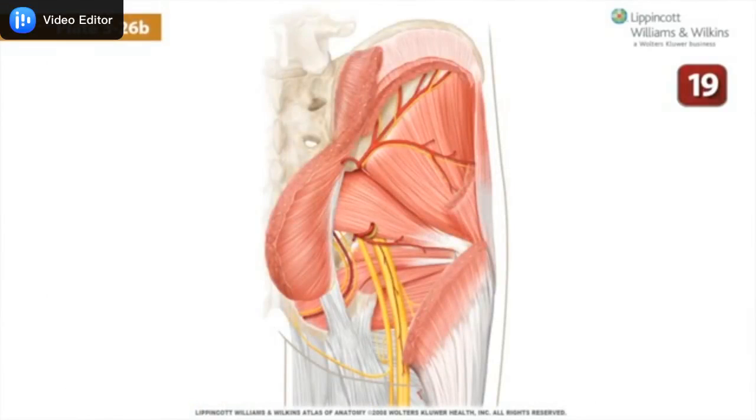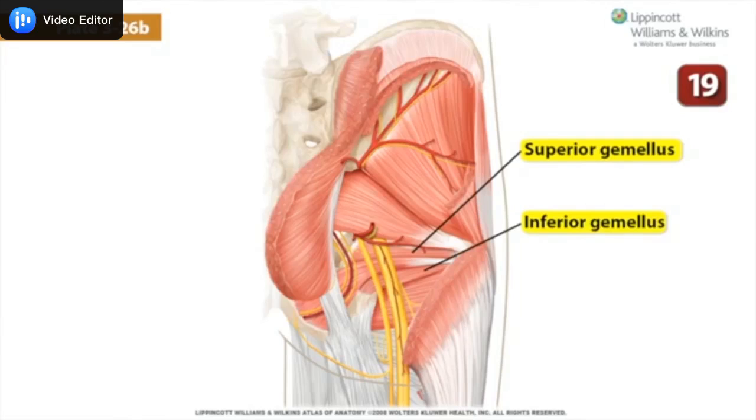Superior and inferior to the tendon of the obturator internus is a pair of muscles that look so much alike that they were given the Latin name for twins, gemelli. The superior gemellus originates from the ischial spine, while the inferior gemellus originates from the ischial tuberosity. The insertion tendons of the gemelli muscles usually blend in with that of the obturator internus, so they are another pair of lateral rotators of the femur at the hip joint.